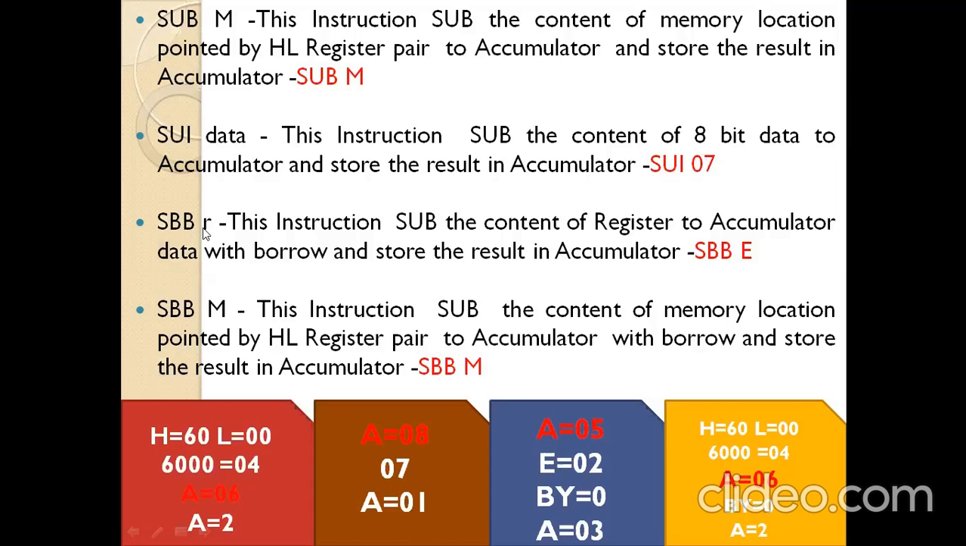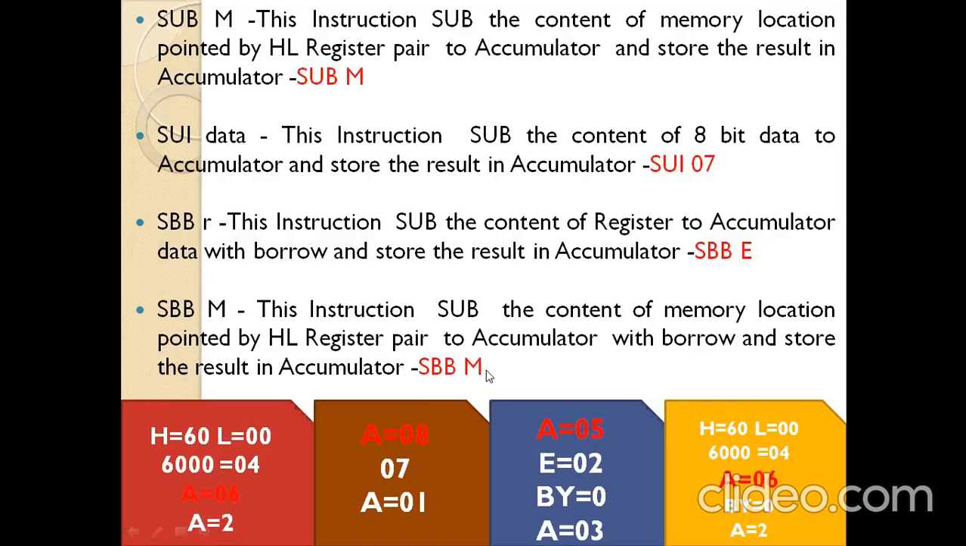SBB means subtract with borrow. We have studied already addition, normal addition, and addition with carry. Likewise, subtraction, normal subtraction, and subtraction with borrow. Example SBB E, subtract with borrow. The A register value is 5, the E register value is 2, borrow is 0. So what it will do is A minus E minus borrow. So 5 minus 2 minus 0 is equal to 3. So now the accumulator value is 3.